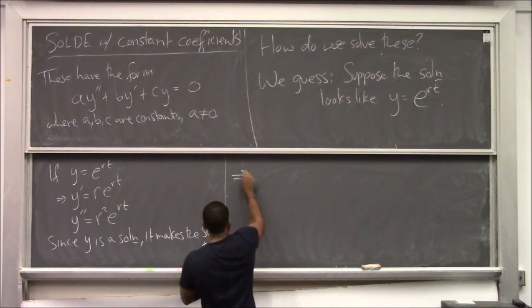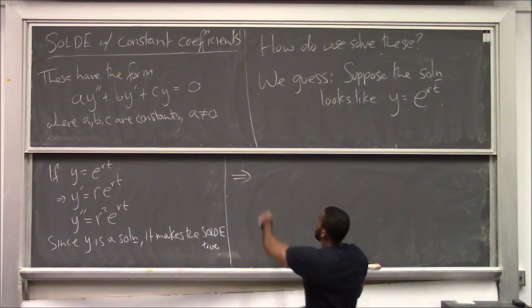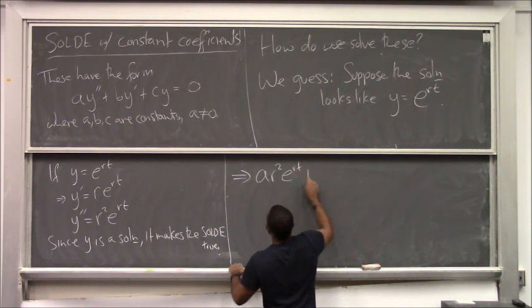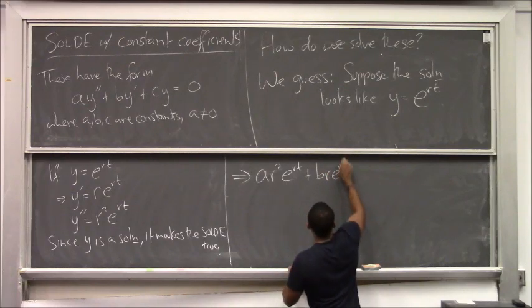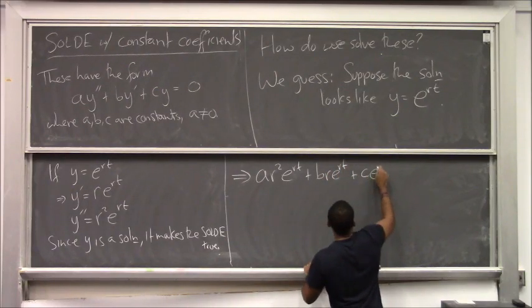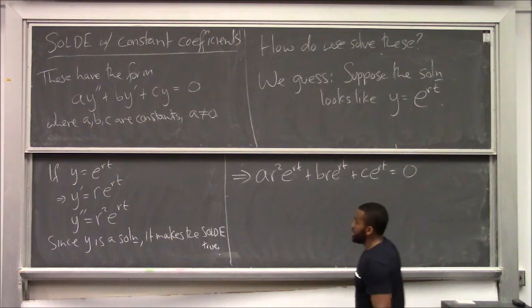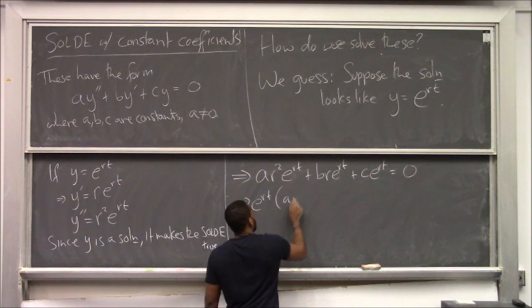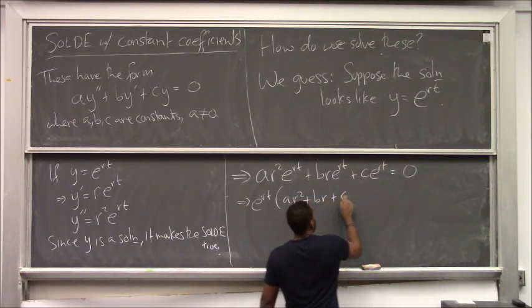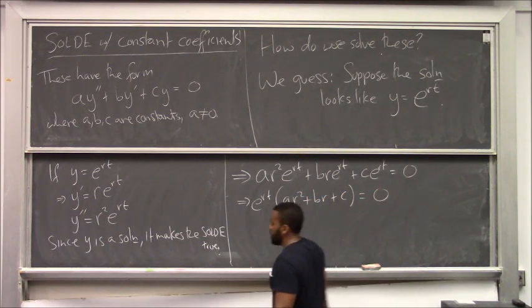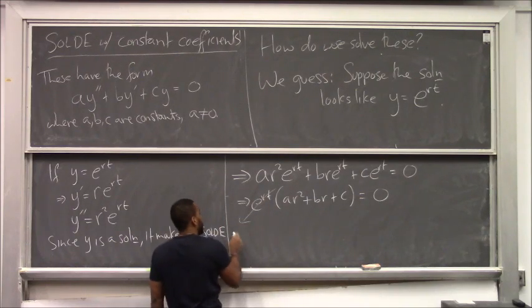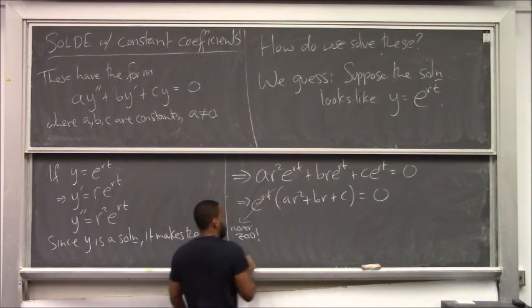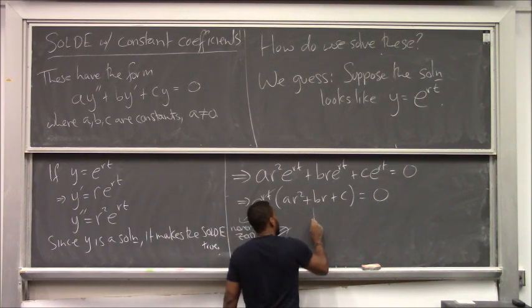Okay, so now what's happening, I'm going to plug it in here. So I'm going to have a r squared e to the rt plus b r e to the rt plus c e to the rt equals 0. Now I have this equation to solve. Notice that e to the rt is a common term. I can factor it out. Now I can immediately just divide both sides. This is never 0. So this means this guy must be 0.